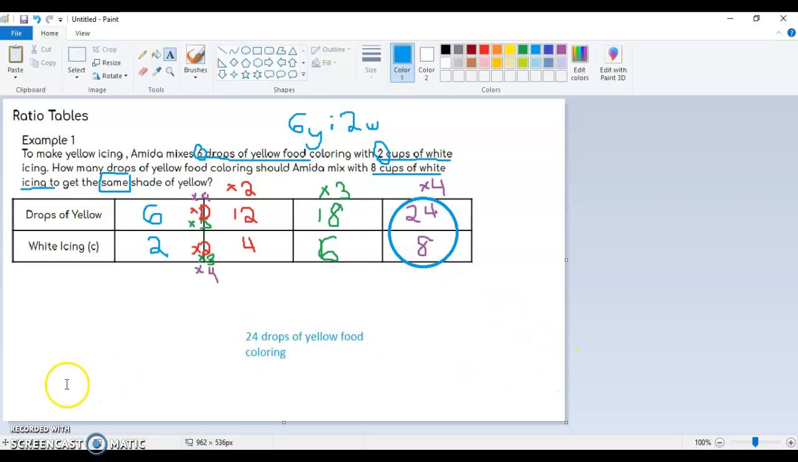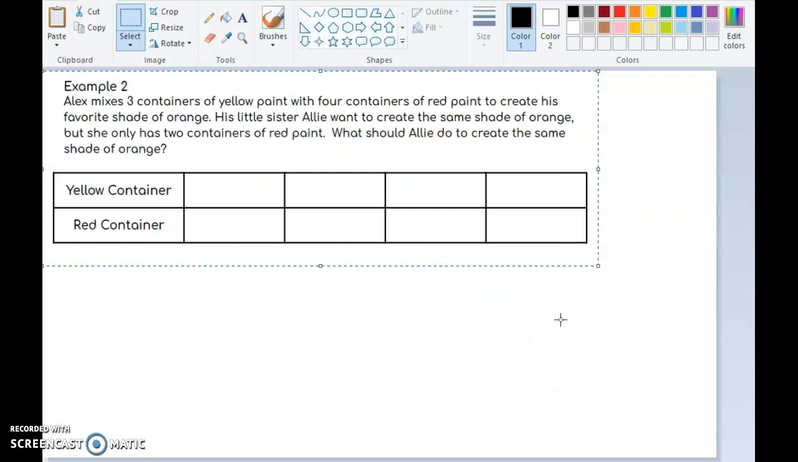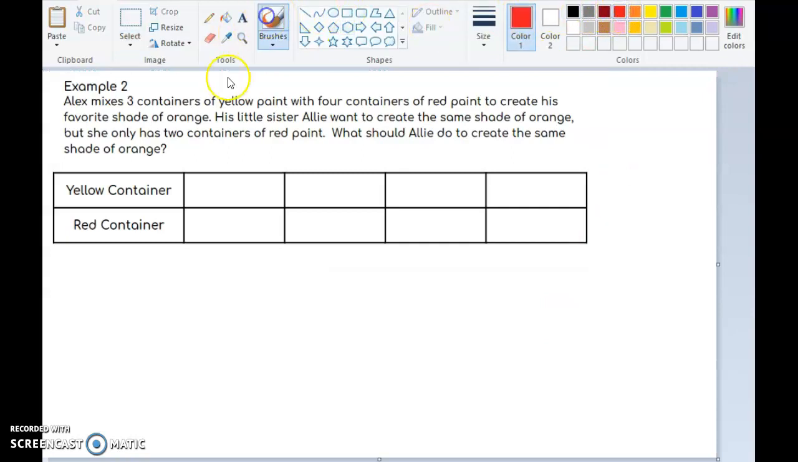And we're on to the next one. So this time, Alex mixes 3 containers of yellow paint with 4 containers of red paint. And I'm going to circle this so that I remember that that's a number. To create his favorite shade of orange.